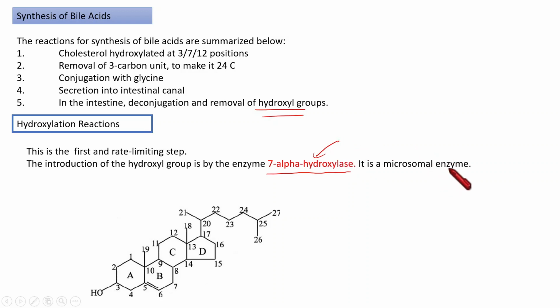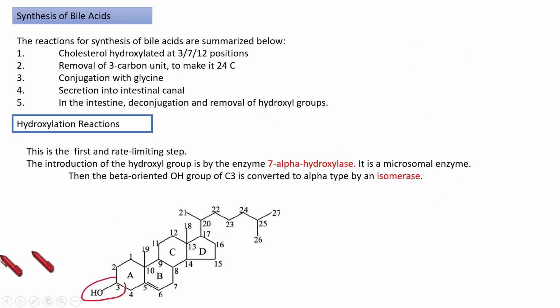And it is a microsomal enzyme. Microsomal enzyme means what? An enzyme present on the membrane of the microsome. Microsomes are small spherical bodies that form because of the fragmentation of the endoplasmic reticulum. So 7 alpha hydroxylase is an enzyme present on the membrane of the microsome. So it's a microsomal enzyme.